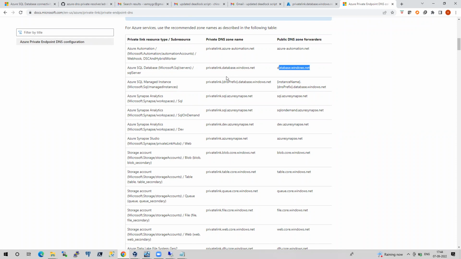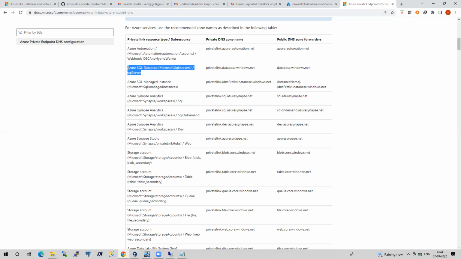So I have to make use of this DNS that is coming from Microsoft. This is from Microsoft, guys. I am not creating on my own. So it will be always privatelink.database.windows.net for private DNS zones. And for public, it will be database.windows.net. So these are the two entries that we should be aware of.